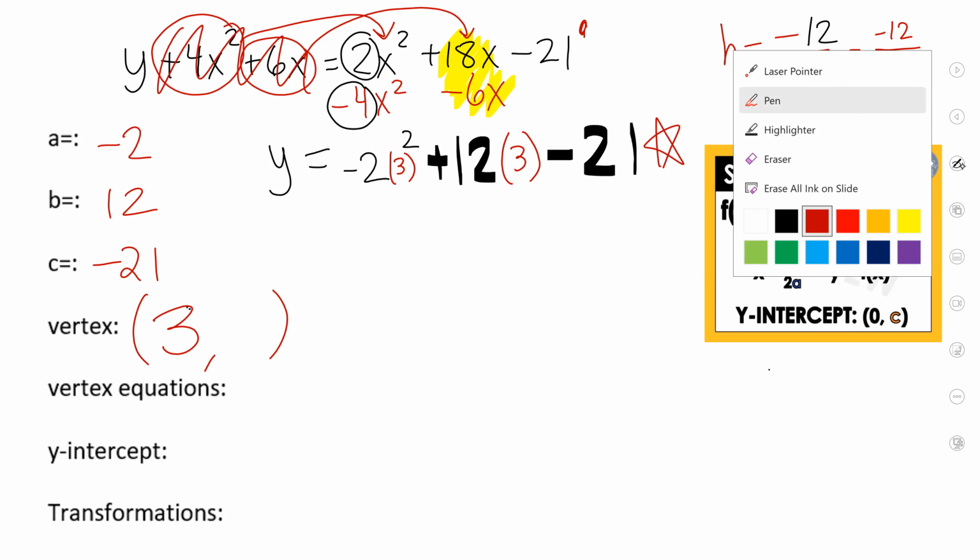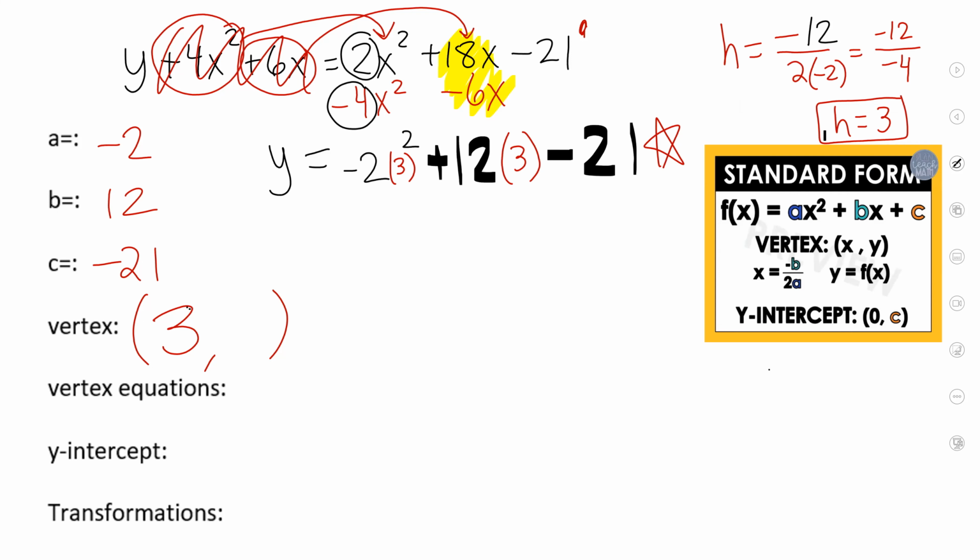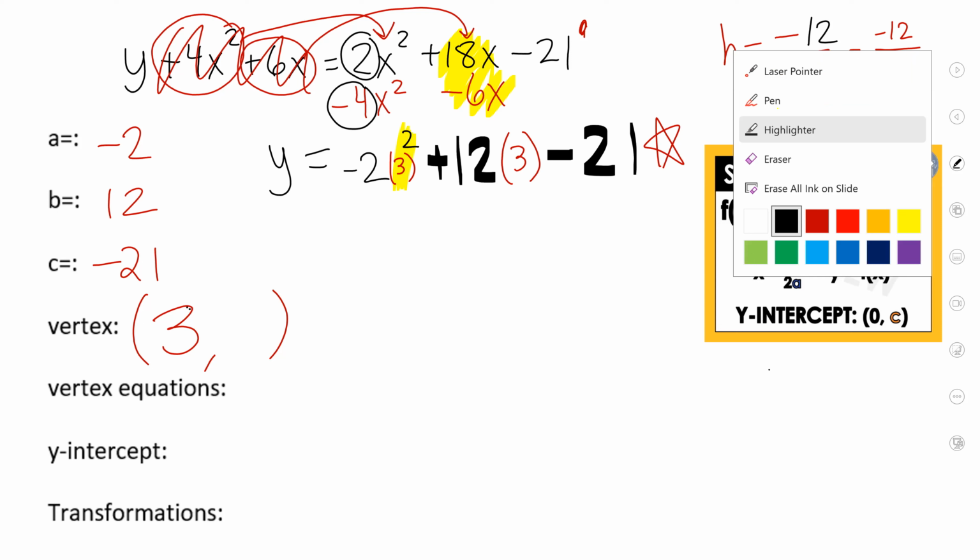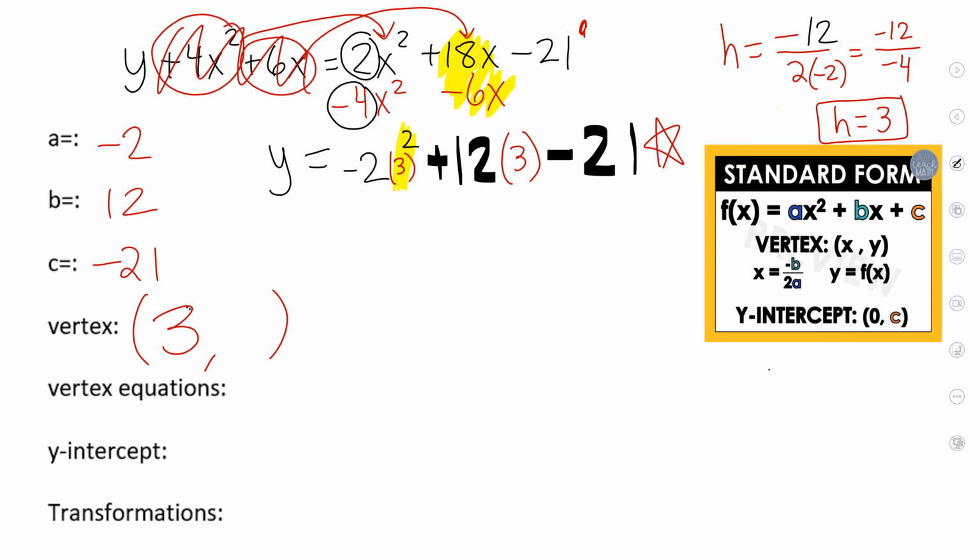Okay, so guys, let's evaluate this. This is a mistake that I saw a lot of people make yesterday. A lot of people did -2 times 3 first. That's not correct. We need to do 3 squared first. You have to do the exponent first. So what is 3 squared? 9 times -2? -18. So guys, 3 squared times -2 is -18.